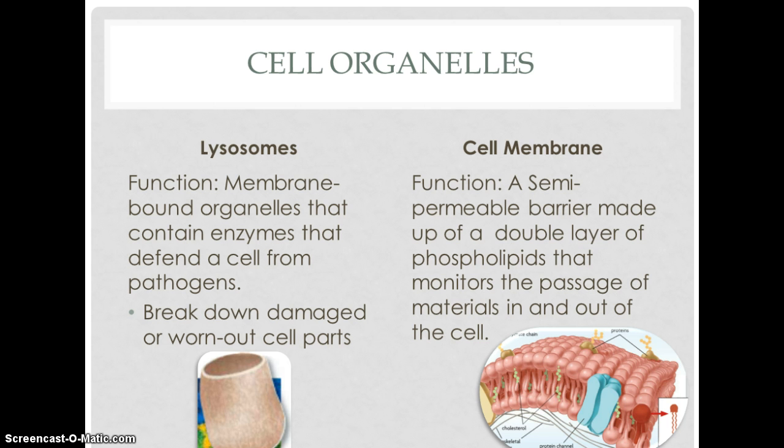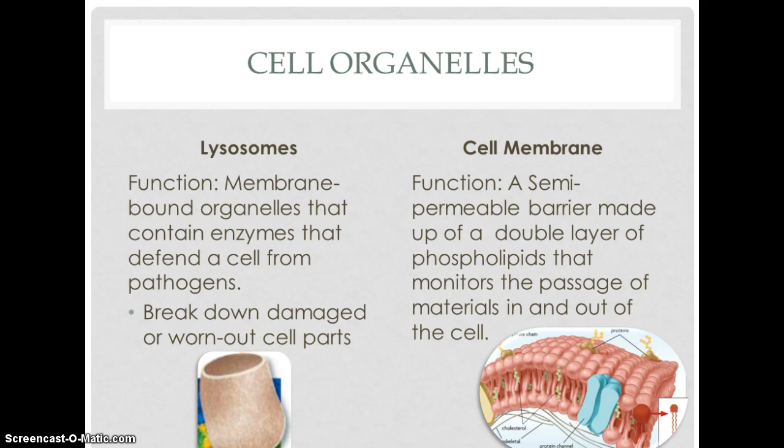The last and final organelle we'll discuss is the cell membrane. The cell membrane is considered the gatekeeper of the cell. We'll discuss the cell membrane in great detail when we move on to the cell transport learning module. The function of the cell membrane is to monitor what enters and leaves the cell. It's semi-permeable, meaning some things can pass through easily and some things cannot.